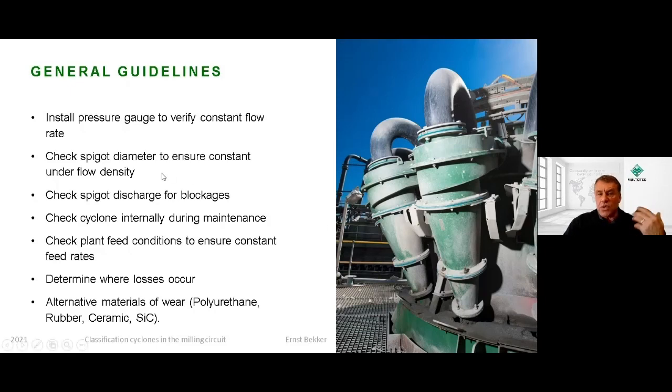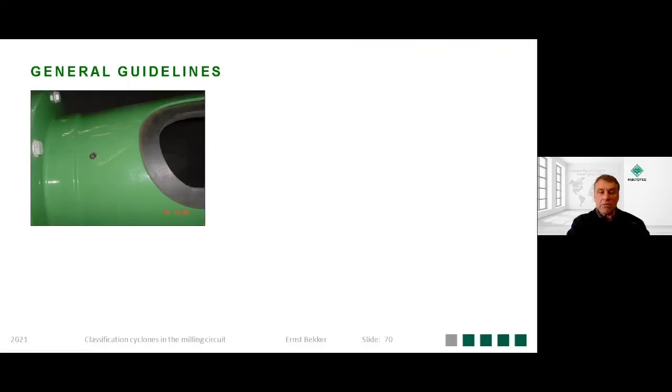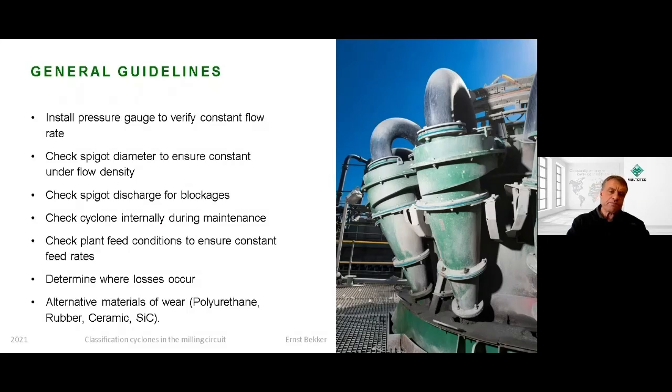Check the spigot diameter to make sure that you have adequate underflow densities. Spigot discharge, sometimes you get blockages. Check the cyclone internally during maintenance, if that is possible, because you cannot assume that if something comes out of the overflow and underflow the cyclone is operating correctly all the time. Over time it wears. Keep the feed conditions to the plant as constant as possible, and determine where your losses are. If there's a grind problem in your plant, and I think most people know that, look at your tails, do a mineral deportment, and see what size fraction is problematic. Is it the coarse fraction, or is it the fine fraction?